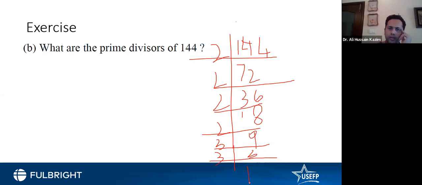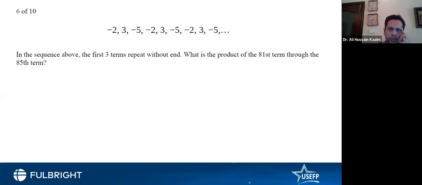Many of you got it right. That is good. Now do this question. ETS loves patterns. So a question similar to this is very common in ETS.